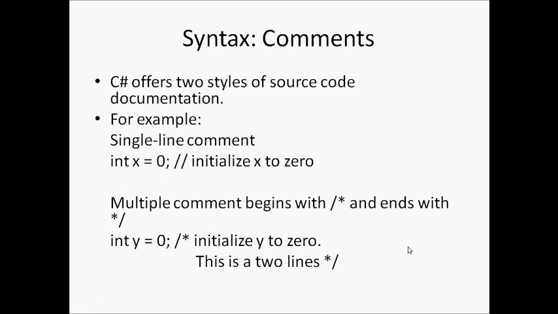Comments. C# offers two styles of source code documentation. The first one is a single-line comment. You will use a double forward slash and then type your comment. For multiple lines, it begins with a slash and an asterisk, then the block of text, then an asterisk and a slash. And here is an example of multiple-line comments.